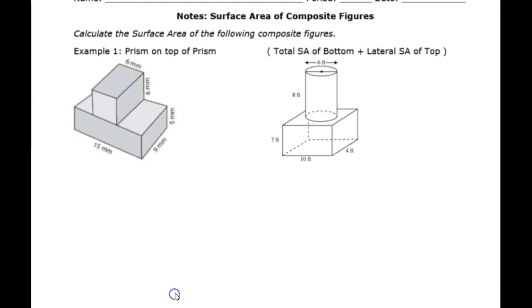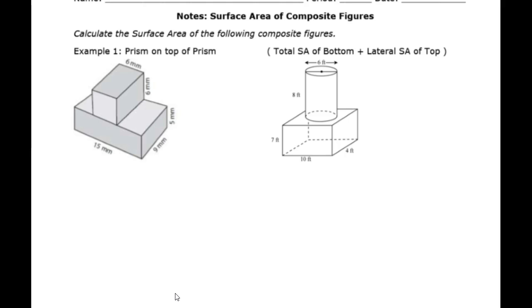Today we are talking about composite figures, and you know what composite is, because we've used this word before. What does composite mean? More than one, right? More than one figure. As you can see on your notes, we have more than one 3D figure on top of each other here. And what we're trying to do is figure out the surface area of the figures. Now this is a little bit more complicated than just adding two surface areas, because technically not every surface is showing, right?